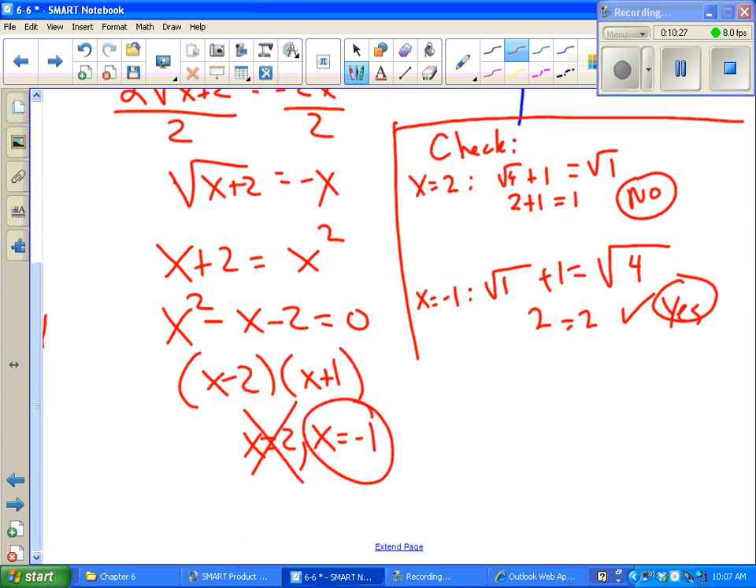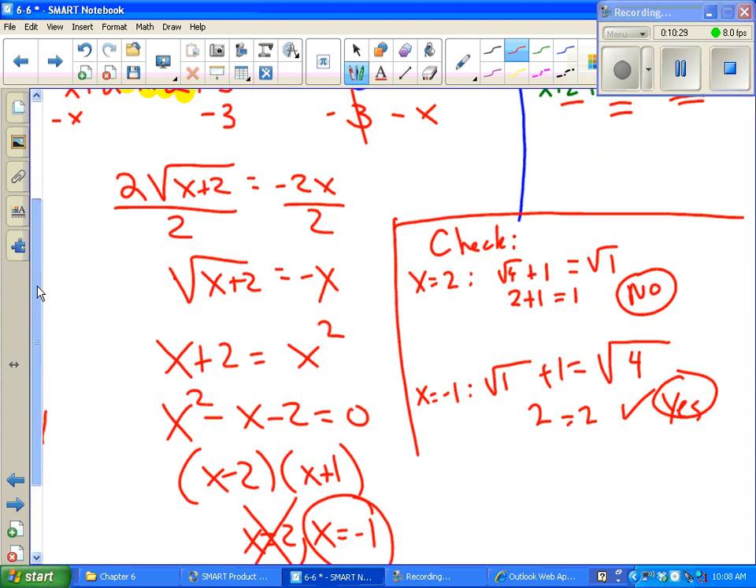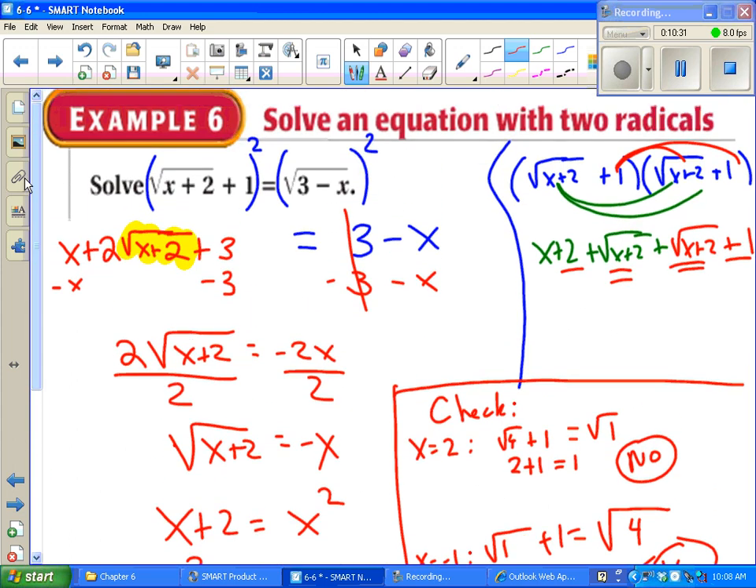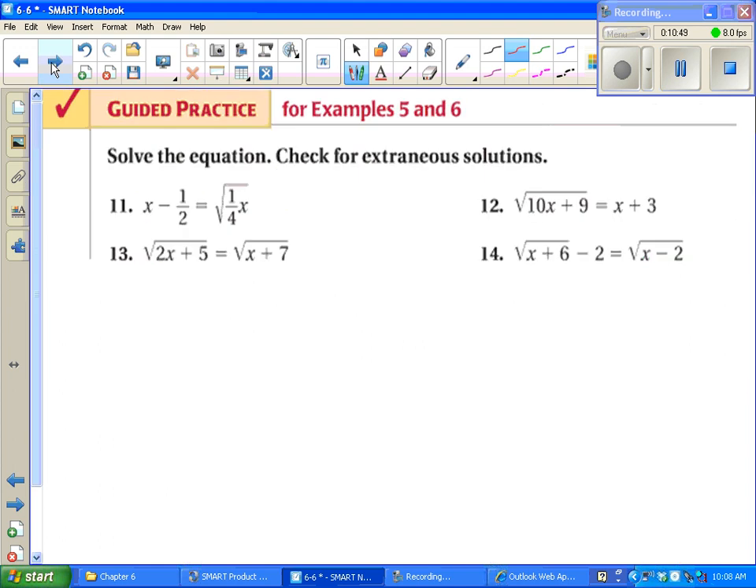Checking for extraneous solutions is something we're going to be doing all through the next chapter as well. So get used to that idea. If you always check your work, then this should just be no more than an afterthought. If you're not in the habit of checking your work, start getting into that habit. At this point, you can pause the video and try these on your own. Other than that, we are done with chapter 6.